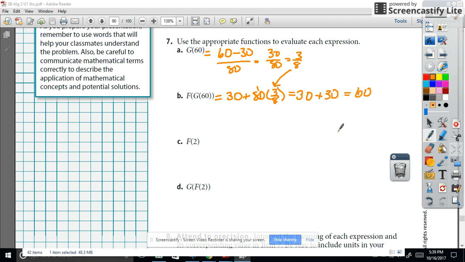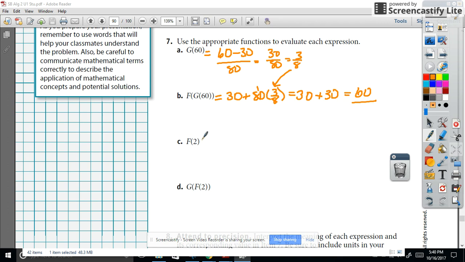What they want you to see here is that plugging 60 into the g function gives 3/8, and then plugging 3/8 back into the f function, you get 60, which is what you started off with. Okay, so they're trying to show you that those two functions undid each other. Plugging in 60, you got 3/8. When you plugged 3/8 into the other function, you got 60.